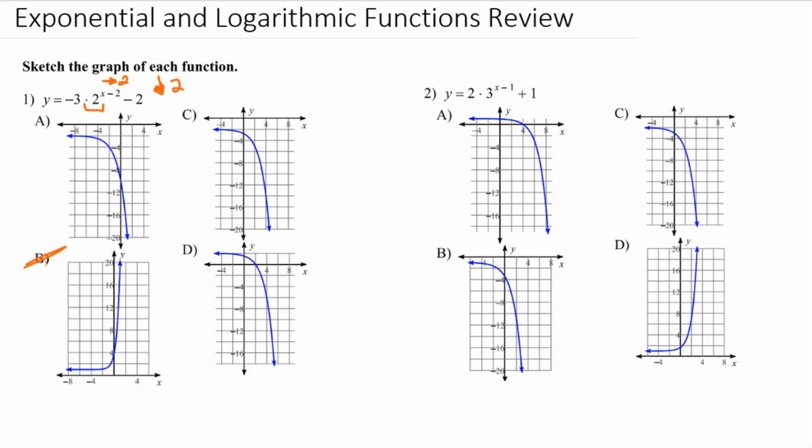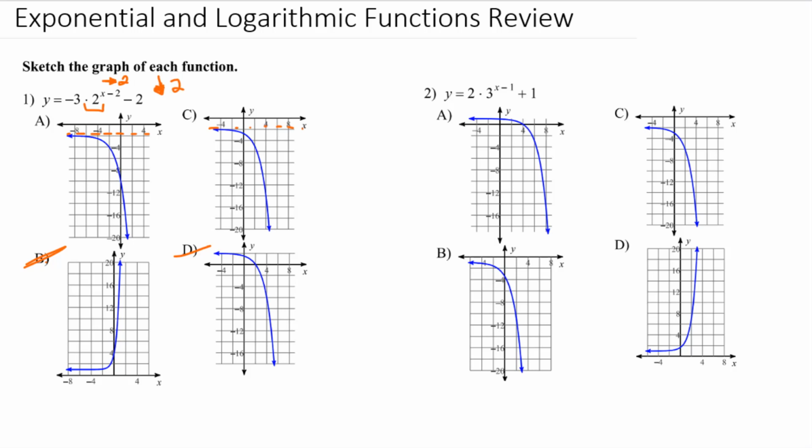Down 2 means that instead of our asymptote for exponential functions, which is normally at y equals 0, we should be at y equals -2. So this one fits that, this one fits that, this one does not. So now we have a 50-50 chance. And either before this or now, one of the things we would be able to do is plug in numbers to see if we can find points that match up.